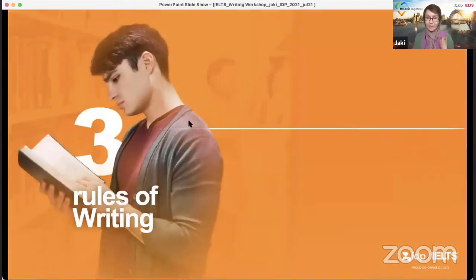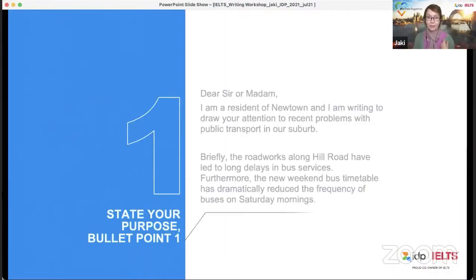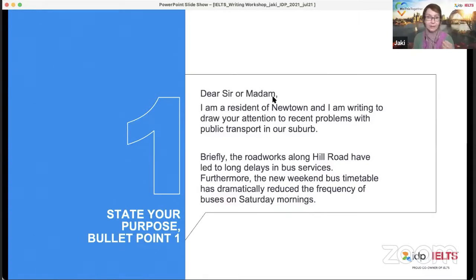Just to recap, we've got the purpose at the top. We find that at the top, our overall purpose for writing the letter. Then looking at the bullets, understanding the bullet points, and making sure we have the right tone. So let's have a look at the model. Remember they said, dear sir or madam, so we just start like that. Our first paragraph, we should be able to find the purpose. Where's the purpose? Can you tell me where the purpose is? Usually we say it with a to. Yeah, to draw your attention to recent problems.